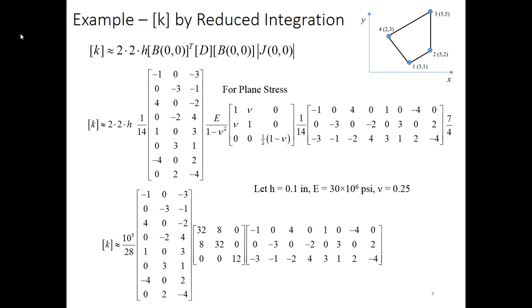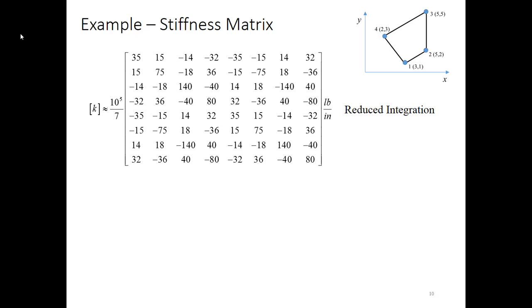Now this is just a matrix multiplication. It's time consuming by hand, but it's pretty straightforward. Multiply that out and we will get K. So this is the stiffness matrix we end up with when we multiply those three. This is the reduced integration stiffness matrix for the Q4 element shown there.